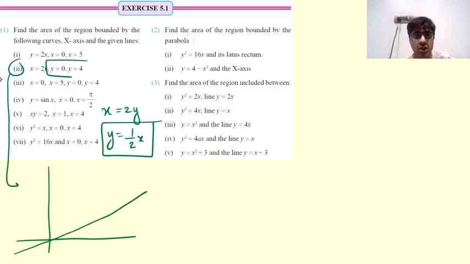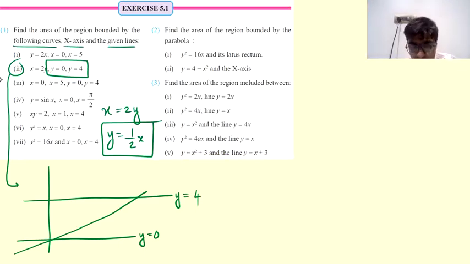When they say y equal to 0 to y equal to 4, y equal to 4 is the line right here, and y equal to 0 would mean the x-axis. So that's the line y equal to 0, that's the line y equal to 4, and you need the area between the following curves, x-axis and the given lines. Okay. So as per the question, they mean this entire area, which actually goes up to infinity. So if I neglect the point where they have said x-axis, we can say that they are asking us for the area under the curve between the lines here. That is, they are asking us this area.